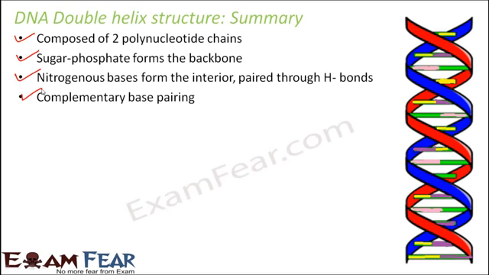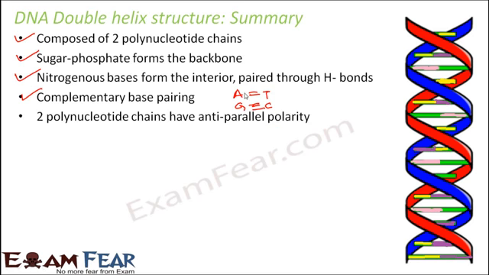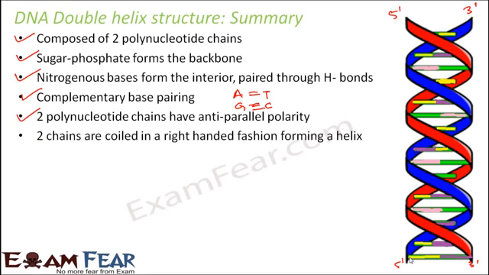Complementary base pairing exists where A pairs up only with T and G pairs up only with C, and vice versa is also true. That is, T pairs up only with A, C pairs up only with G. Two polynucleotide chains have antiparallel polarity. So if one chain is running from 5' to 3' direction, then the other chain would run from 3' to 5' direction. So that is how they are antiparallel in terms of polarity. Two chains are coiled in a right-handed fashion, forming a helix. We already discussed what is a right-handed helix.